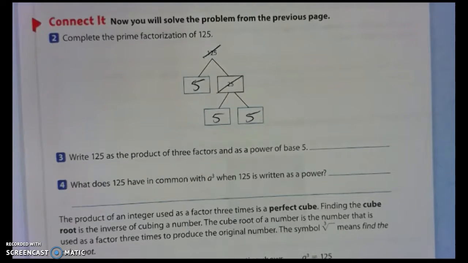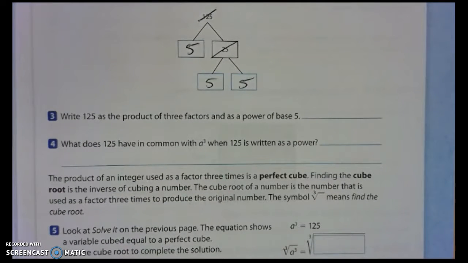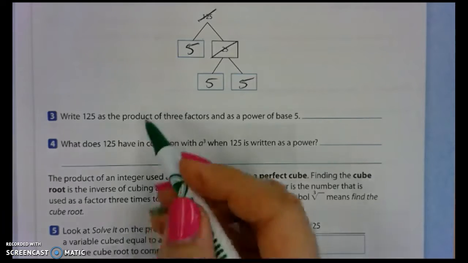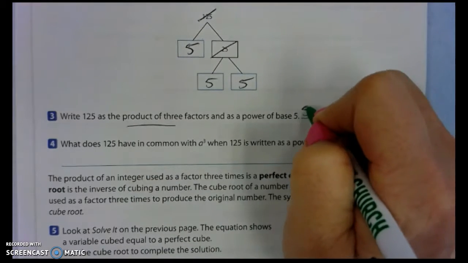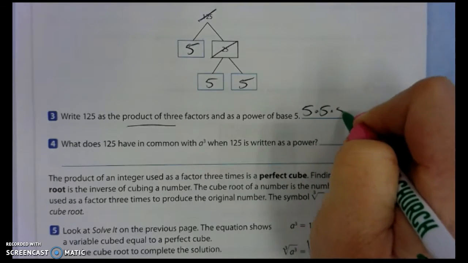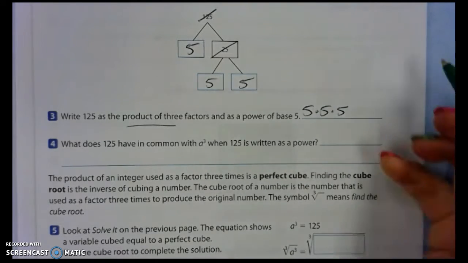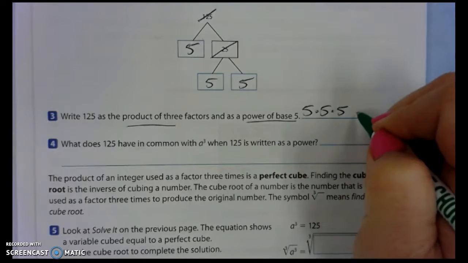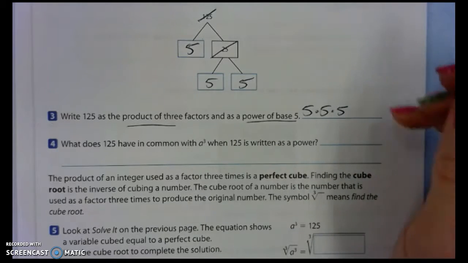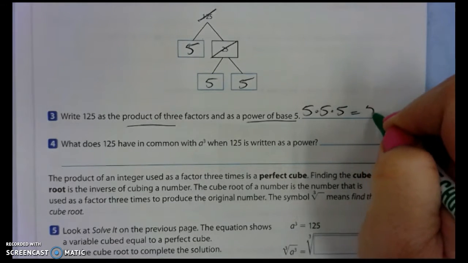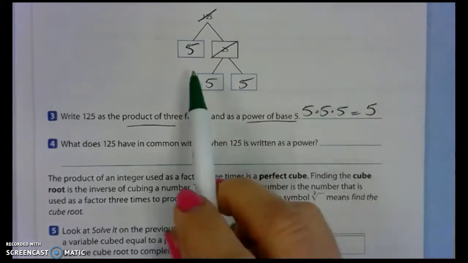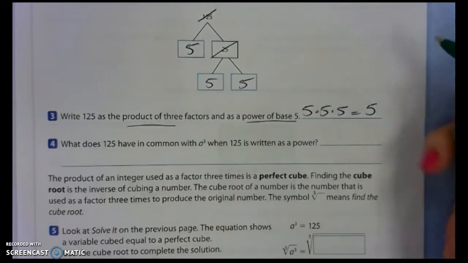Number 3 says to write 125 as the product of 3 factors and as a power of base 5. Now, the product of three factors would be 5 times 5 times 5. And then as a power of base 5, the base is 5, and we used that 1, 2, 3 times.